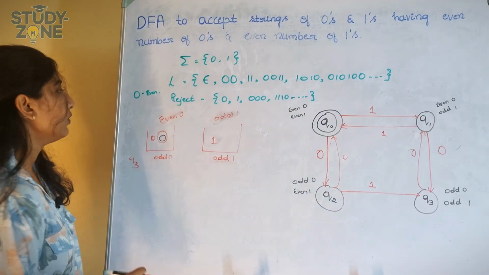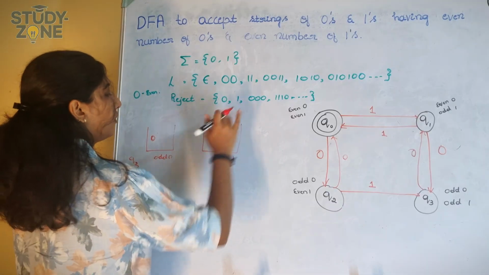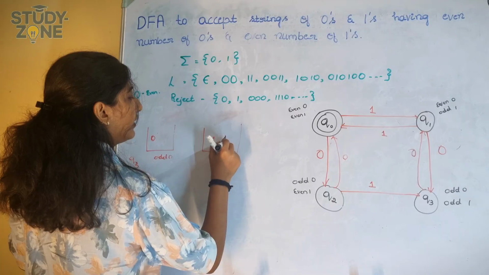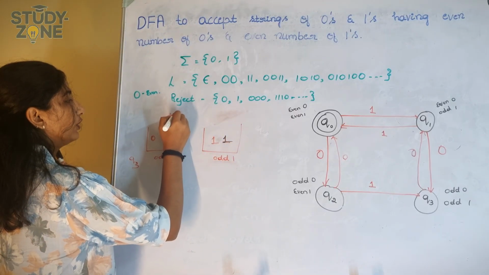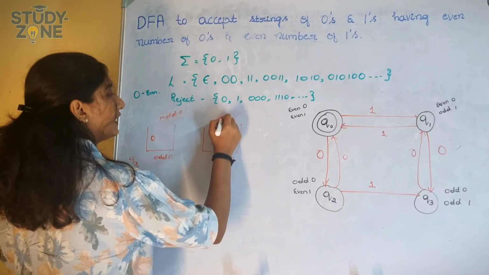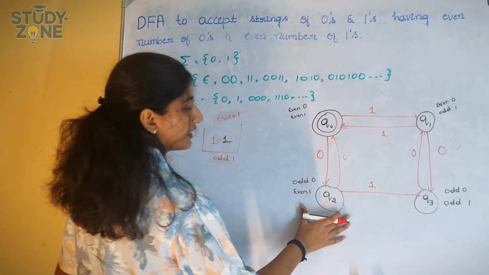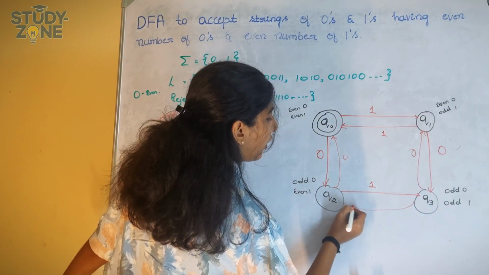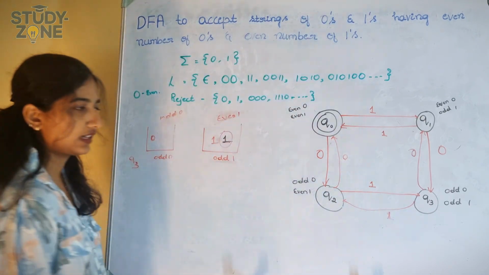Done. Now let us check it for 1. Okay, so now I will add 1 here. So this one will be odd 0 only and this one will be even 1. Check which one has odd 0, even 1. This one. I added 1 here, right? So Q3 on 1, it will be moving to Q2 state.